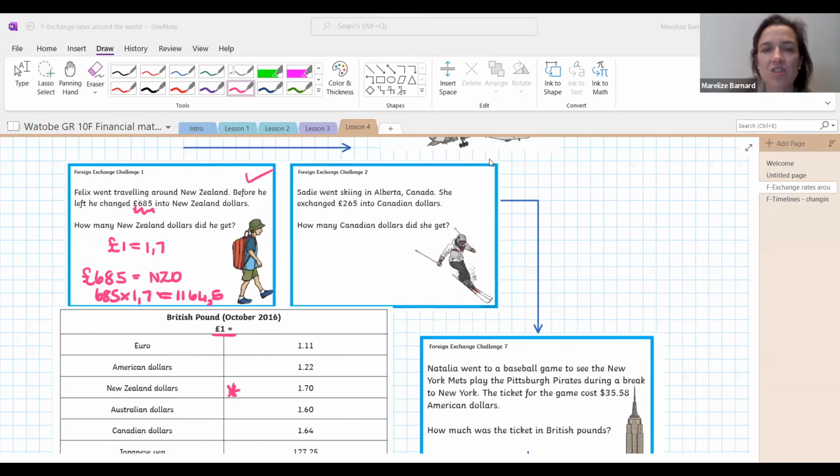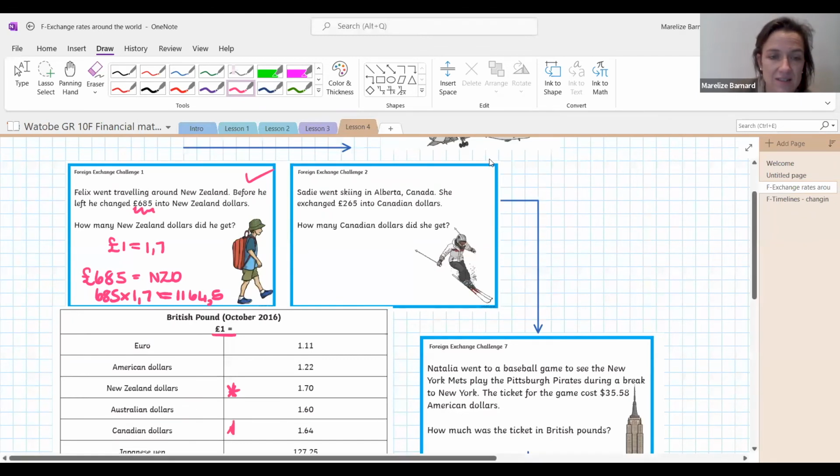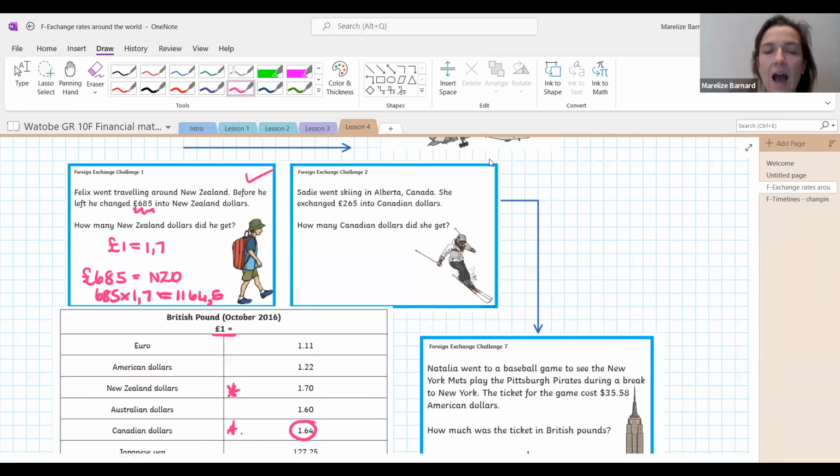She exchanged £265 into Canadian dollars. So here's the Canadian rate, 1,64. How many Canadian dollars did she get? Pop it in the chat if you know, if you've worked it out. Wow, you are so quick this evening.